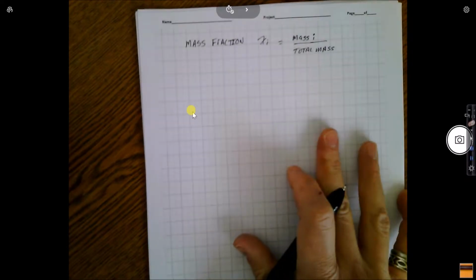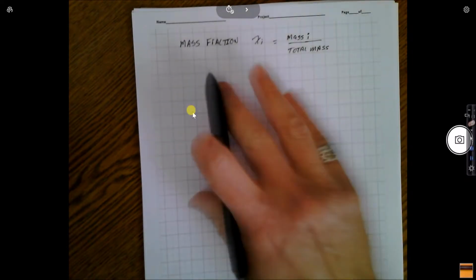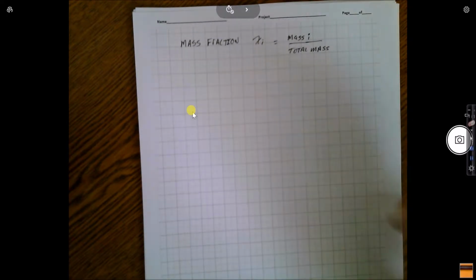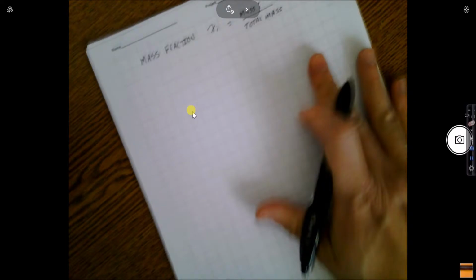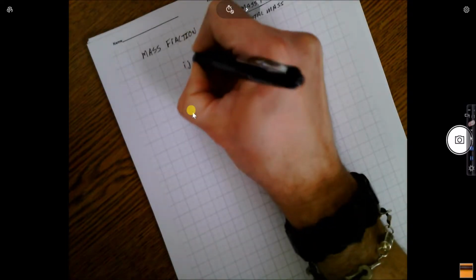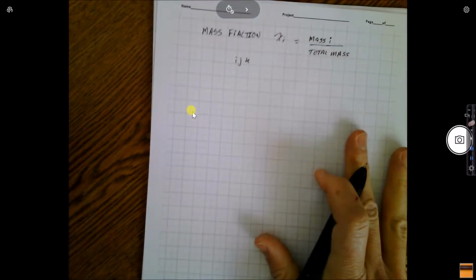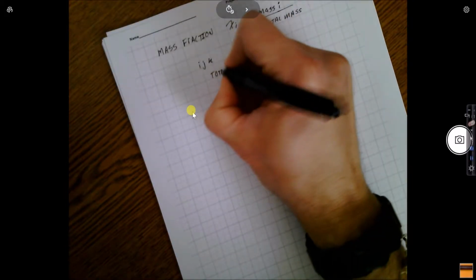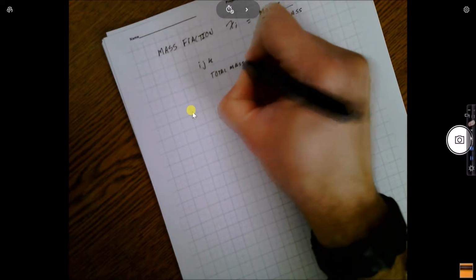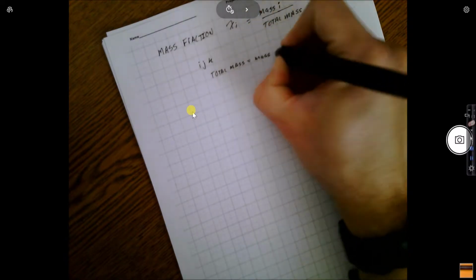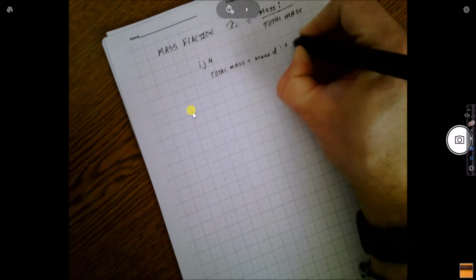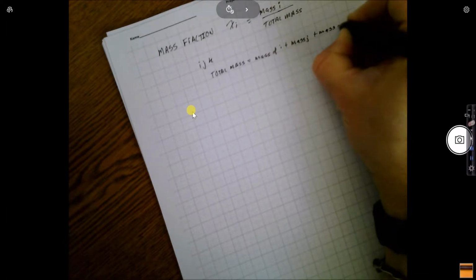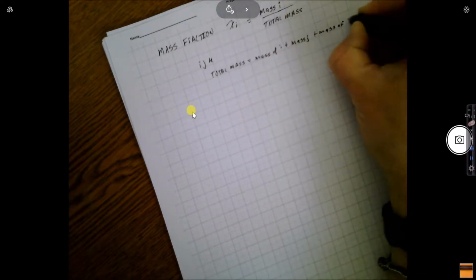So let me tilt the paper a tad so you can see it a little better. So mass fraction x sub i is the mass of a species i over the total mass. This assumes that you have species i, j, k. So the total mass is the mass of i plus the mass of j plus the mass of k.